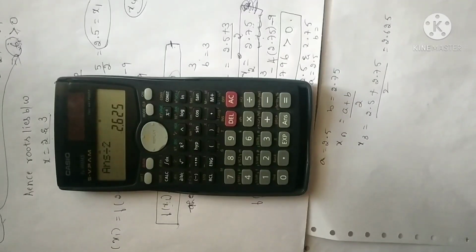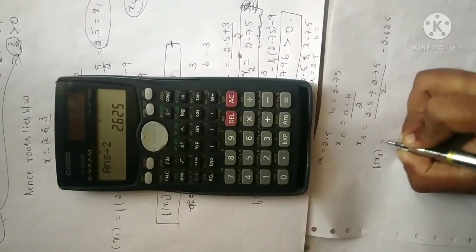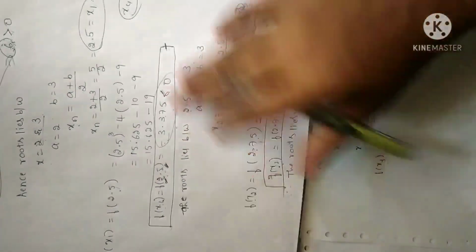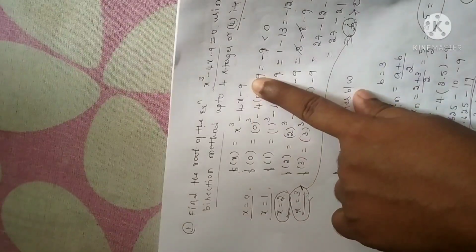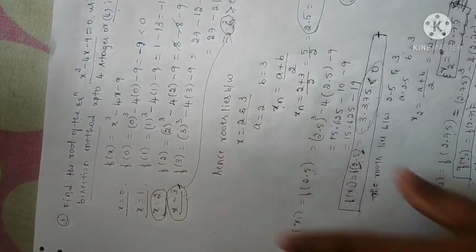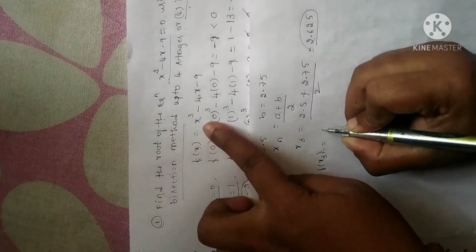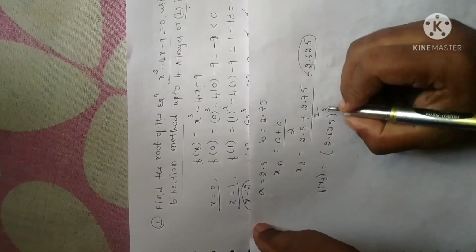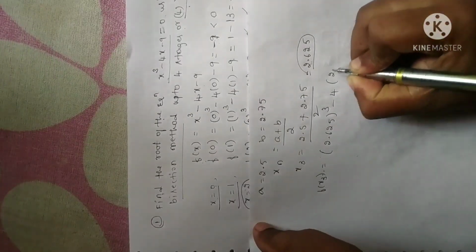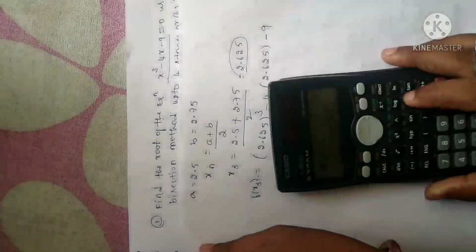2.625. Now we are interested to find the f of x3 value. So wherever x is there in the given expression f of x, look at the expression here. F of x is equal to x cube minus 4x minus 9. So we are just replacing the value. See here, f of x3. x3 is 2.625. So I am replacing now 2.625 whole cube minus 4 into 2.625 minus 9. Now I am simplifying this in one step.